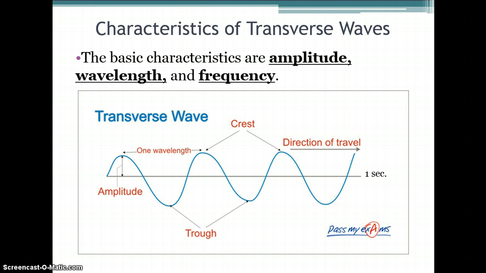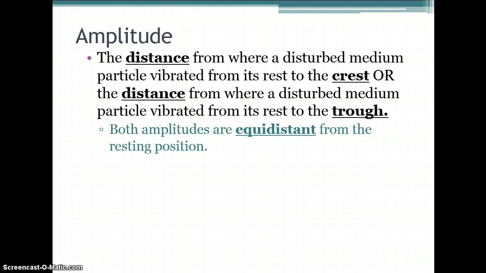Next, we're going to look at three characteristics of a transverse wave, and those are amplitude, wavelength, and frequency. Make sure to also label these on the diagram above where the characteristics of transverse waves is located. Let's talk about amplitude first.